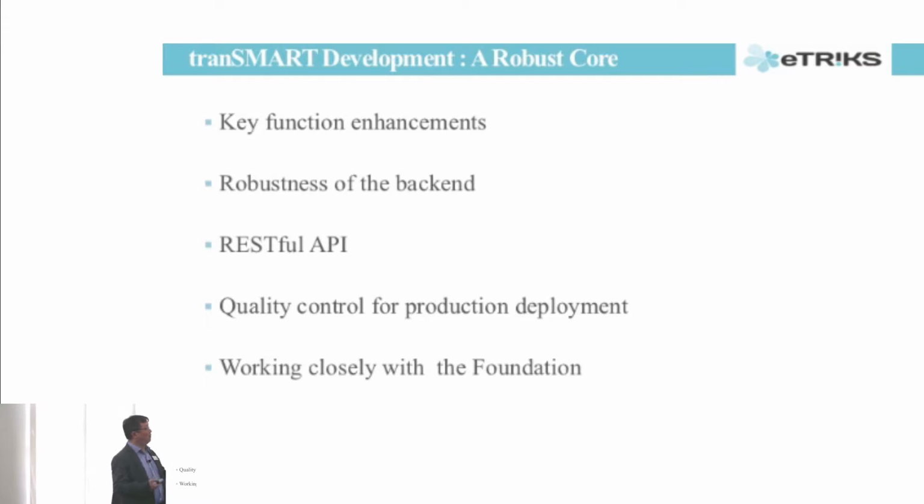Then the first one is the Transmart development. Our focus is working with the foundation to build a robust core. So the keyword is actually robust. So, we had 17.1, which they have made a huge contribution to build. So along this line is the key function enhancement and robustness of the backend, the provided API, and quality control of the production deployment, and working closely with the foundation.